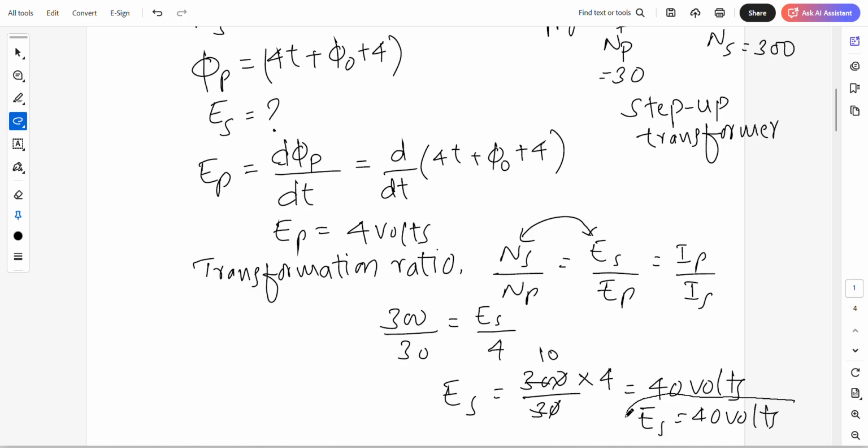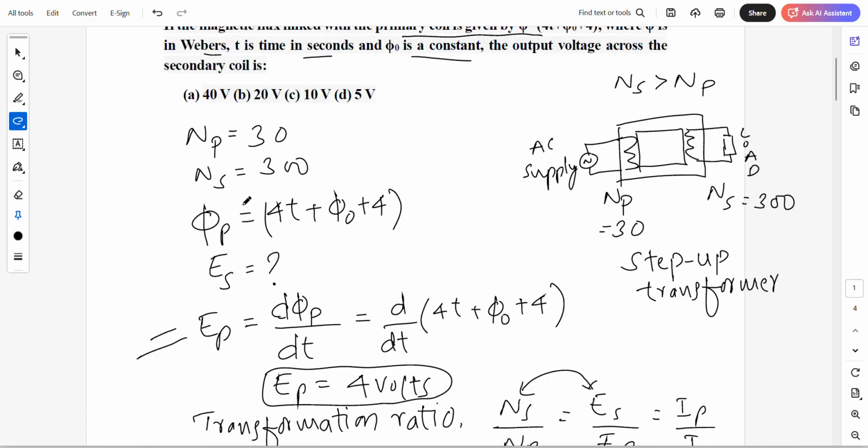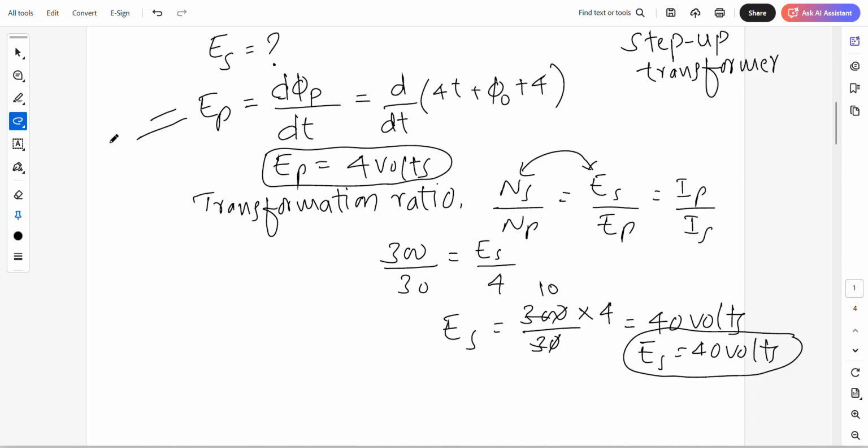Very easy sum, based on only one formula, but this is the key concept. This you have to understand: how to calculate EP. EP can be calculated by using this formula, EP is equal to d phi p by dt. 40 volts is the right answer. We'll go to the next problem.